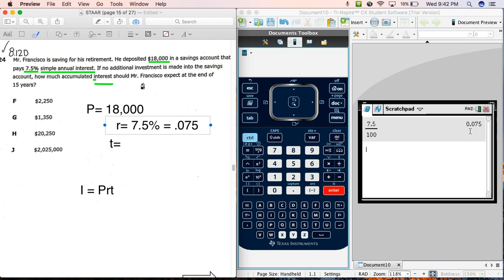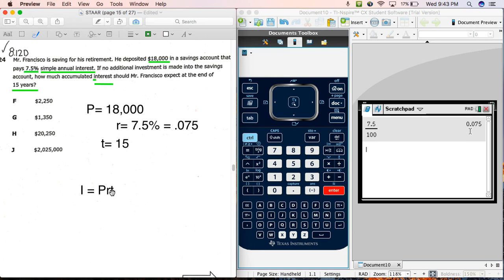As we keep reading, it wants to know how much interest he'll have at the end of 15 years. That's a long time to have money invested, so I'm expecting some kind of high return. I'm going to guess that F and G aren't going to be the amount of interest after 15 years, because if I left $18,000 in a bank account for 15 years, I'm going to expect more than $1,000 or $2,000. So the time then is 15 years.